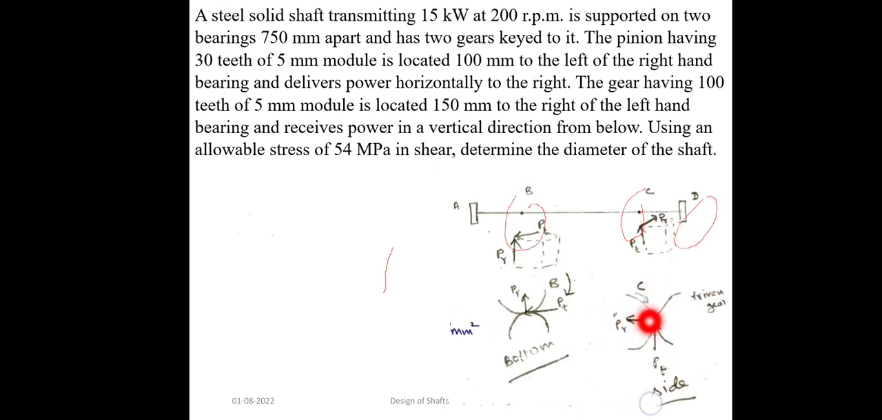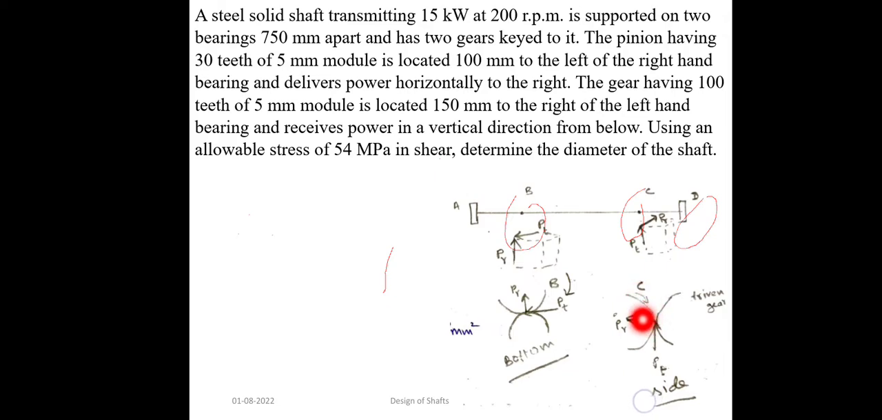Radial force will act towards the center of the gear, and tangential force will act perpendicular to the radius. Here gear C is rotating clockwise, so the tangential force will be in the opposite direction. That is, the tangential force will always be opposite to the rotation of the driving gear.